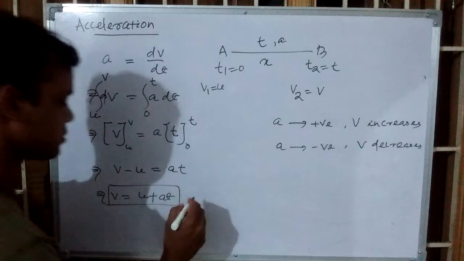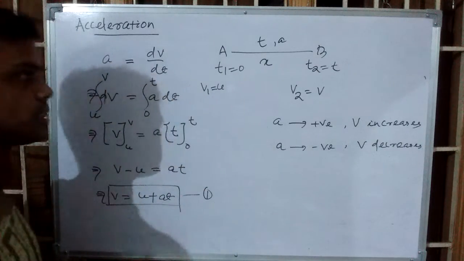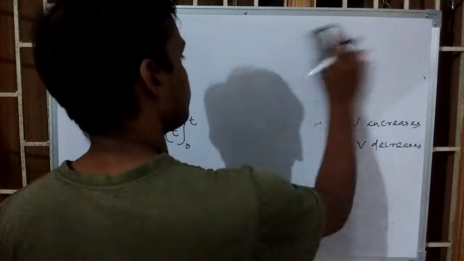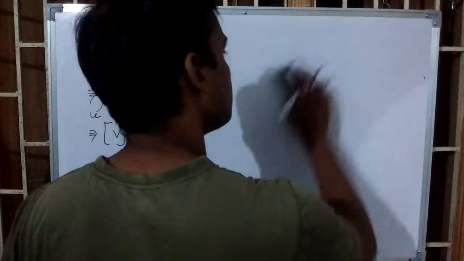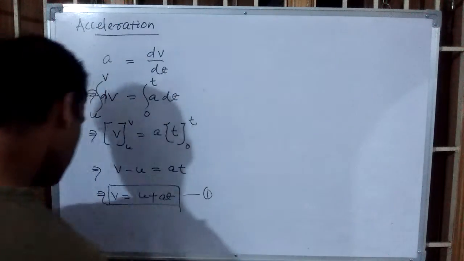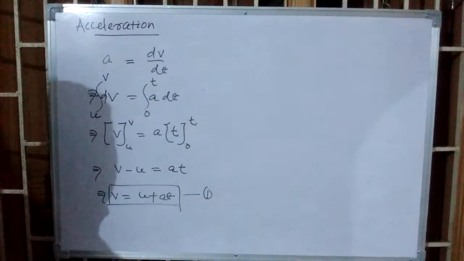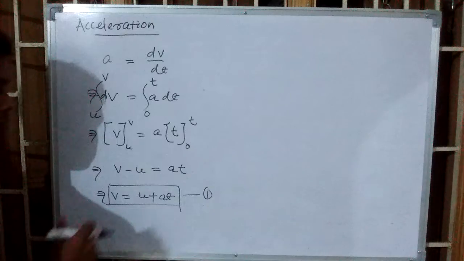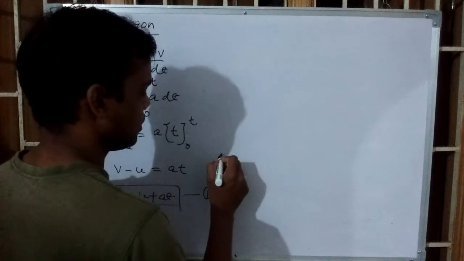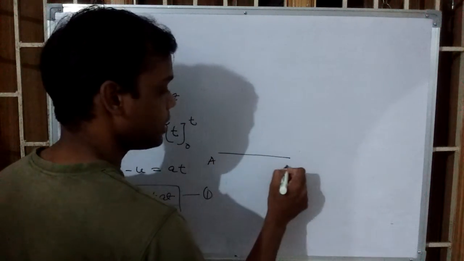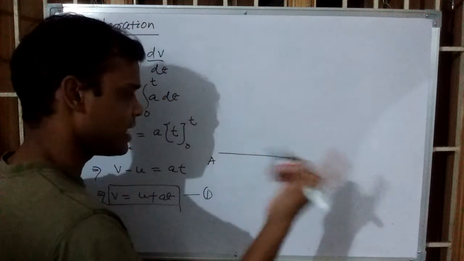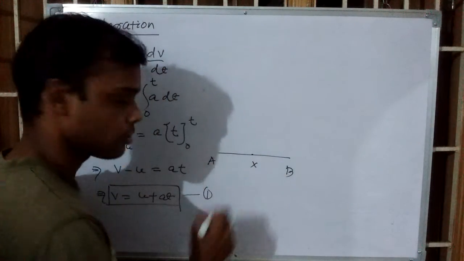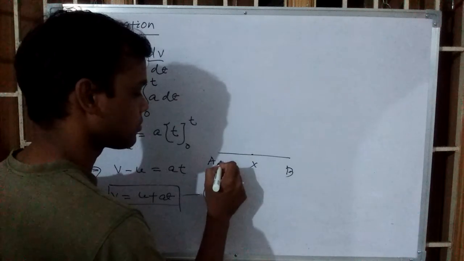Okay, now from this equation number 1 we shall derive another equation. I am erasing it, to derive another equation. As I told you, the body is traveling through a distance of x. Now you look, I am drawing here. Body started from A to B. Let at any moment its displacement be x from the initial position.